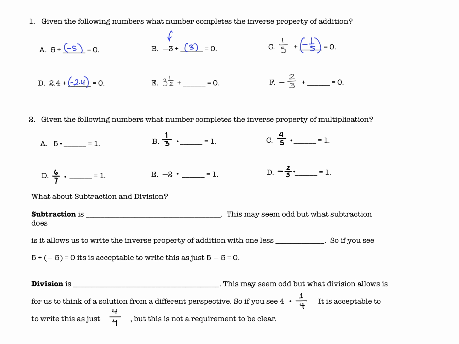E, mixed number form, +3.5. The opposite of +3.5 is -3.5. What you should be noticing here is that the signs are opposites. So F, I have -2/3, which means I need a +2/3. If I take -2/3 and add to it 2/3, I will get 0. So that's practice with the inverse property of addition.